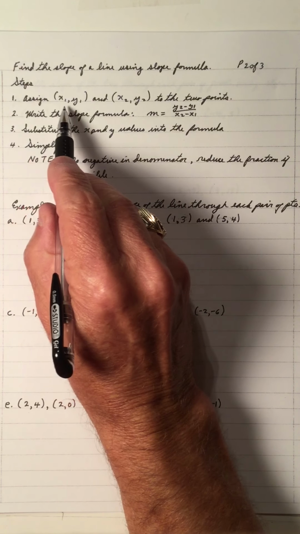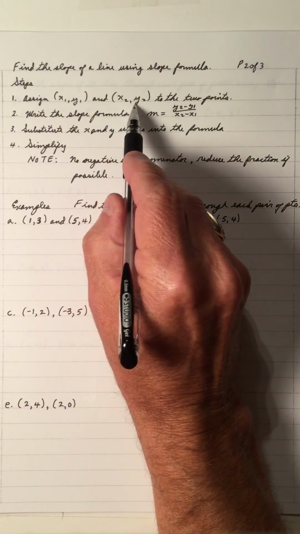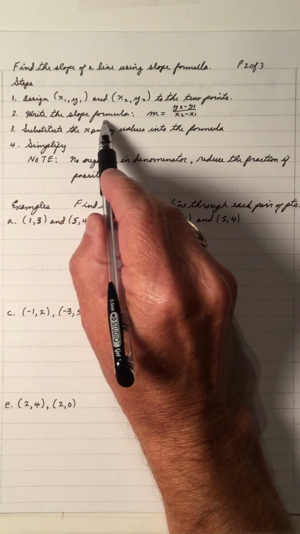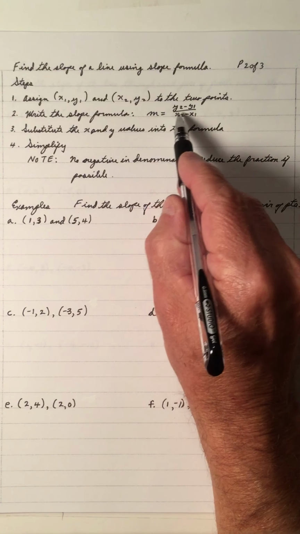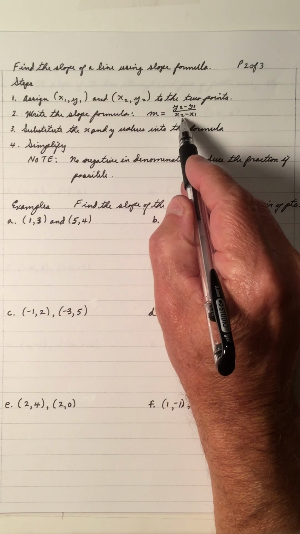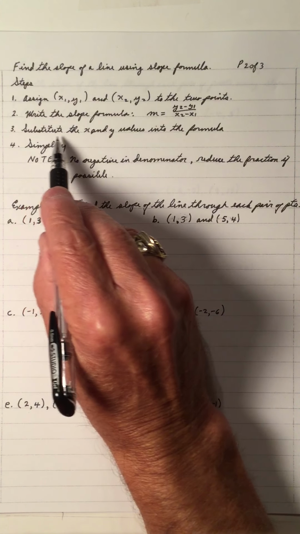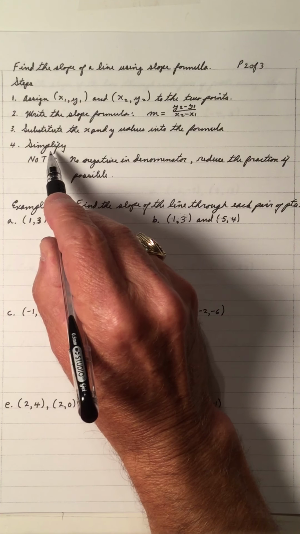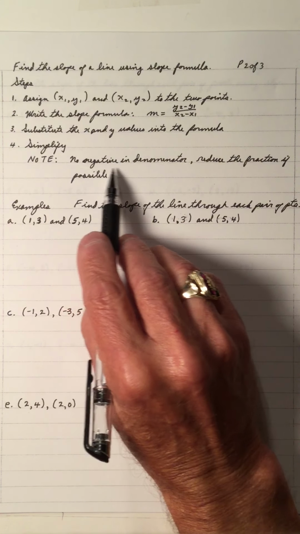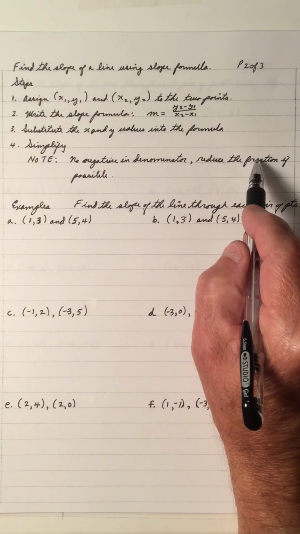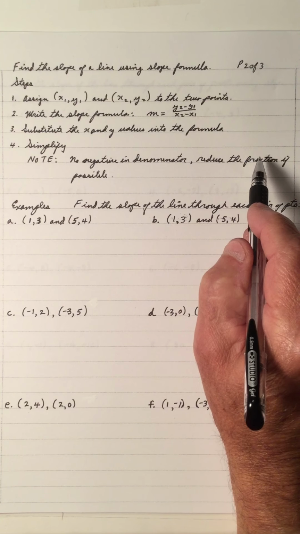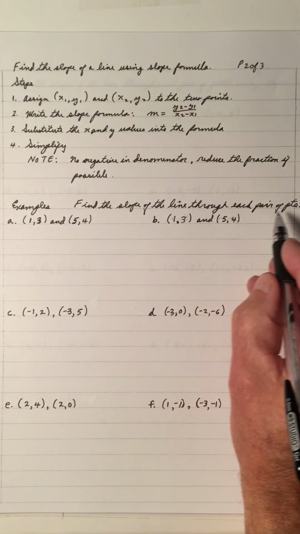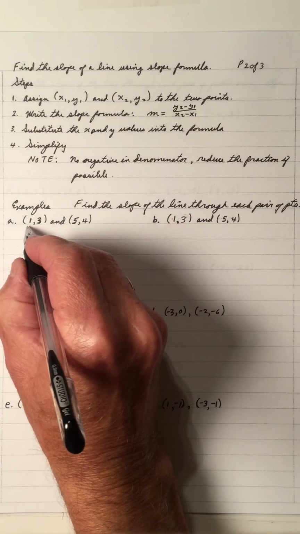Step 1, assign x1, y1 and x2, y2 to the 2 points. Write the slope formula down as m equals y2 minus y1 over x2 minus x1. Substitute the x and y values into the formula and simplify. Simplify, that is, no negative in the denominator, and reduce your fraction if possible. Let's do some examples. Find the slope of a line to each pair of points.